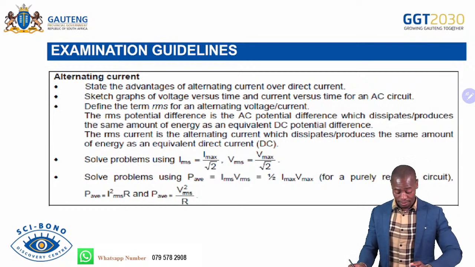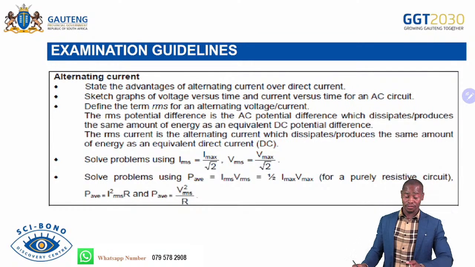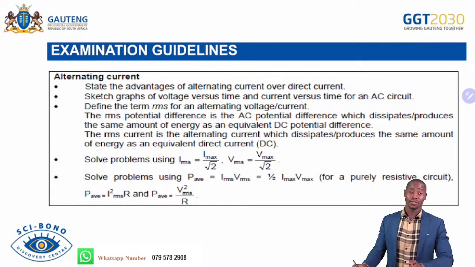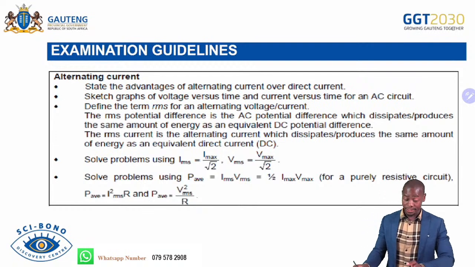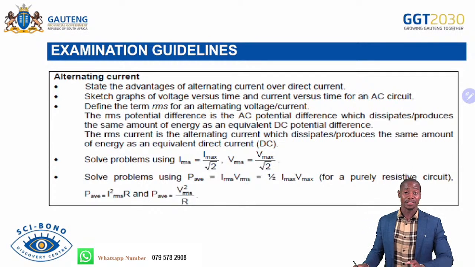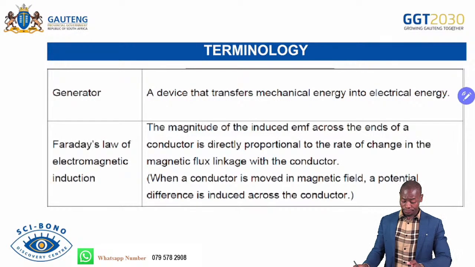Also solve problems using the formulae P_average equals I_rms times V_rms, which equals half V_max multiplied by I_max. P_average equals I squared rms multiplied by the resistance R. And P_average equals V squared rms divided by the resistance. So this is what you need to know under electrodynamics, grade 12s.